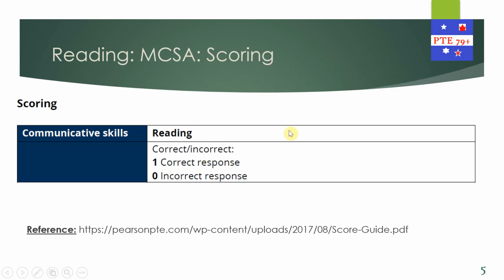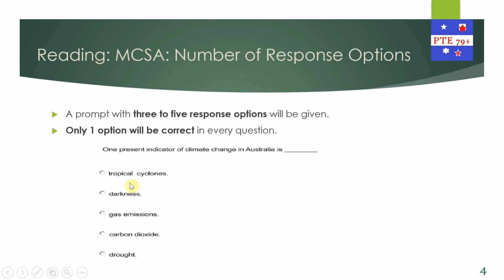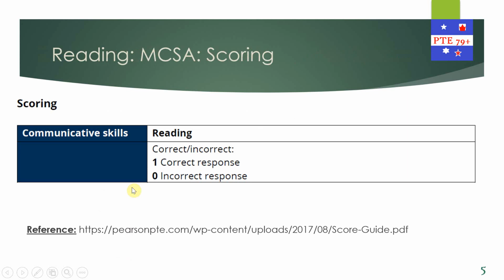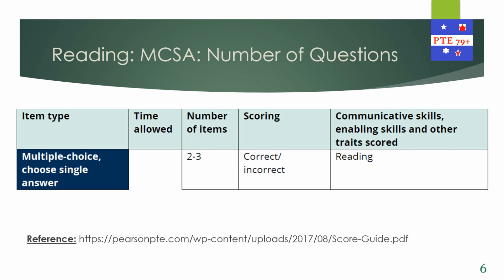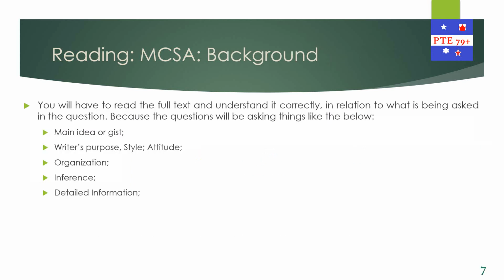Scoring: you'll get 1 point for the right answer. If you select an incorrect response, you'll get 0. That's it, because we have to select only one. It can either be right or wrong, so it's straightforward. Number of questions: minimum you'll get 2 questions, maximum 3. The third question is optional. Some will get it, some will not get it in the exam, but 2 everybody will get.